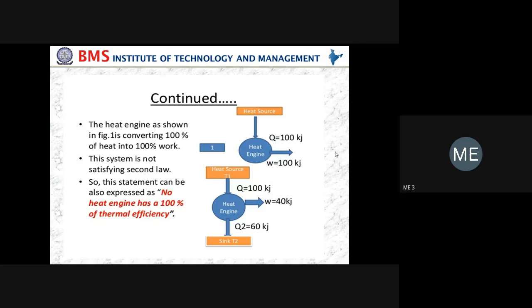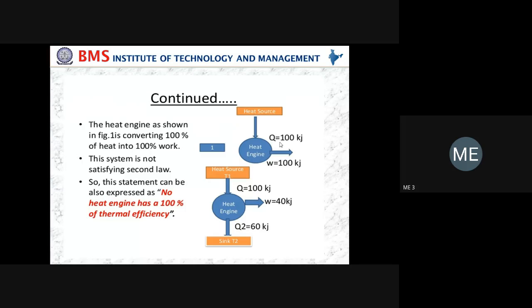Hence, to get efficiency less than 100%, less than 1, we should have a sink. Then only the heat engine will work. That is the meaning of the Kelvin Planck statement. First, analyze the first diagram. Here we have a heat engine operating only with a heat source at higher temperature and no sink, and it produces 100 kilojoules of work output by taking 100 kilojoules of heat from the heat source, the thermal reservoir. So it violates the Kelvin Planck statement.